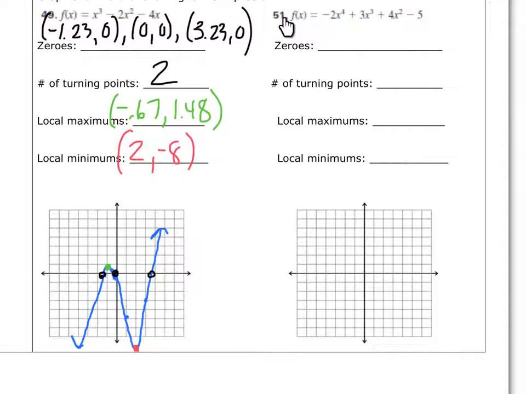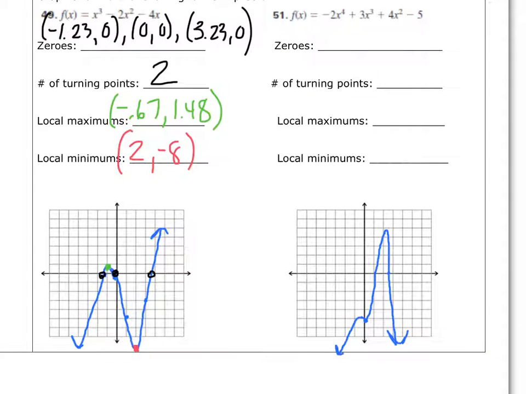Let's go ahead and graph number 51. So go to y equals and type this into the graphing, and then either hit zoom standard or just graph. When you do that, here's what your sketch will look like. It'll be something like this graph.